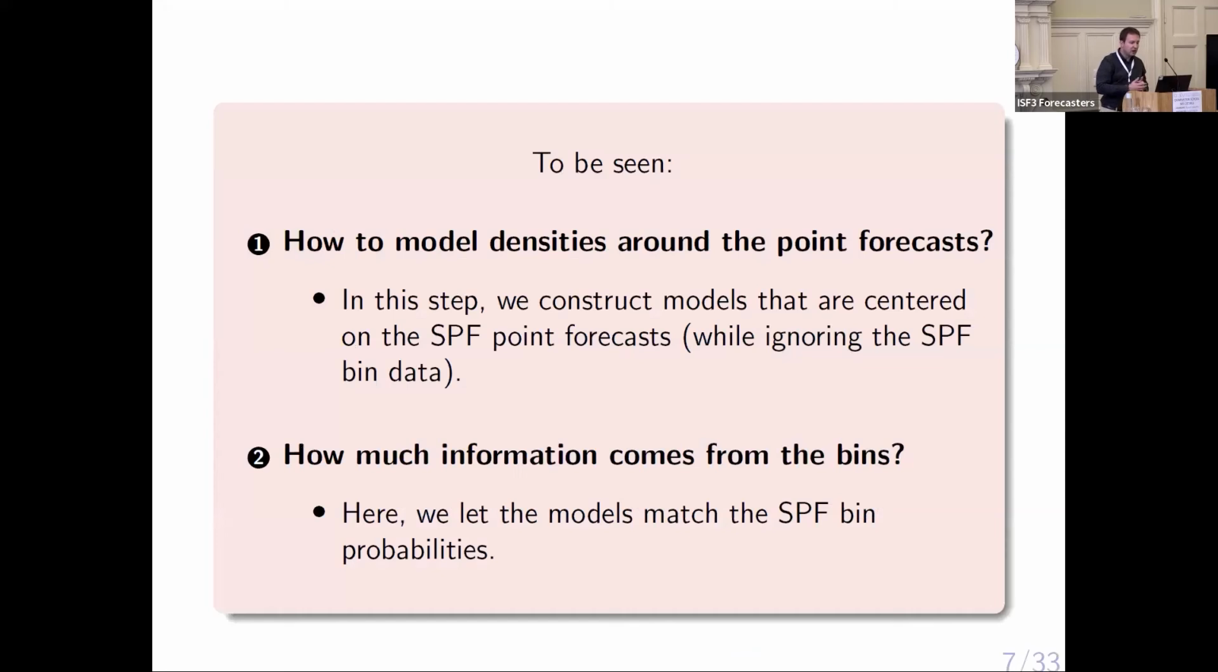Okay, so we are going to show how to model densities around the point forecasts, which are given in the survey of professional forecasters. In this step, we are going to estimate models which are able to interpolate between the point forecasts given in the survey, being centered on the point forecasts that were given in the survey. And then in the next step, we are going to use the information contained in the bins, in the histograms, and we let the models match the probabilities given in the SPF bins.